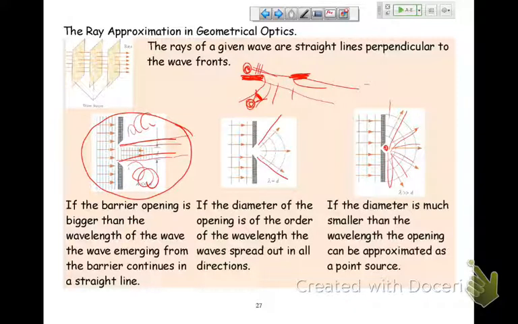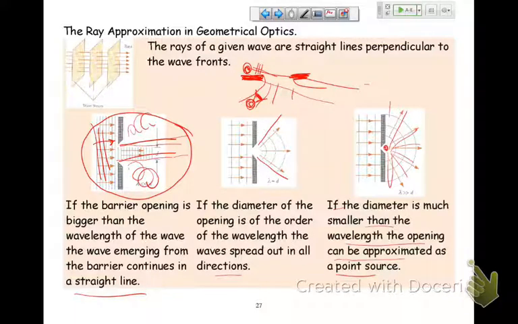Well, we're going to get to that. Rays of a given wavelength are straight lines perpendicular to the wavefront. So these are the wavefronts, and those are the rays, if you like. If the barrier opening is bigger than the wavelength, the wave emerges from the barrier as a continuous straight line. If the diameter of the opening is of the order of the wavelength, then the wave spreads out in all directions. If the diameter is much smaller than the wavelength, then it can be approximated as a point source.